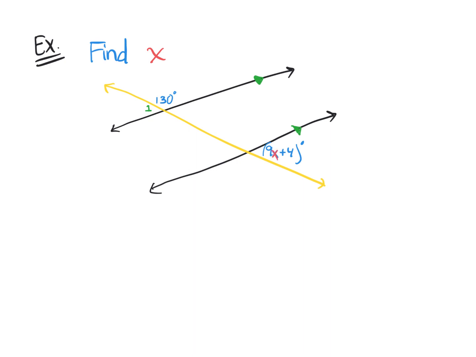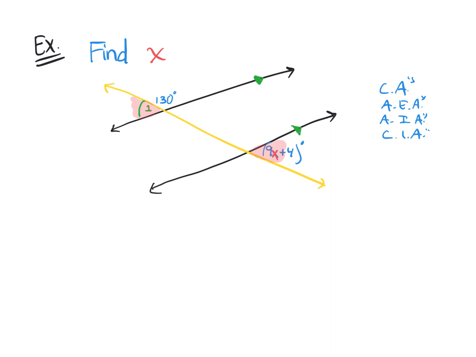Some observations to make: the green arrows tell us that the black lines are parallel. So if the black lines are parallel, remember, we should be thinking about corresponding angle pairs, alternate exterior angle pairs, alternate interior angle pairs, and consecutive interior angles. What we might notice in this picture is that angle 1 and the angle whose measure is 9x plus 4 are alternate exterior angles.